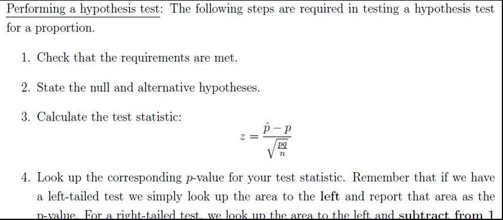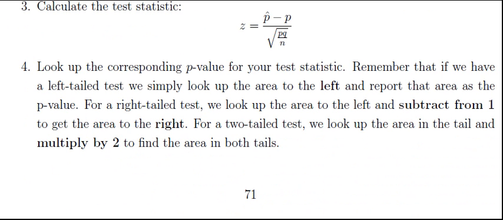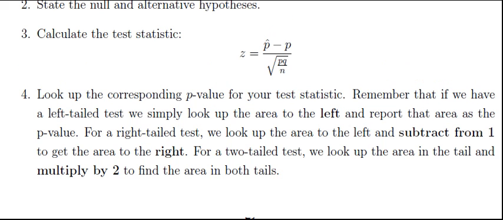And so there's six steps when you're doing a hypothesis test, whether it's proportion or another parameter. You want to check the requirements, state the null and alternative, calculate the test statistic. At this point, if you're using a calculator, you can let the calculator do that. You want to look up the p-value. That's the area under the curve that corresponds to your test statistic. And think about whether it's a right-tailed, left-tailed, or two-tailed test. You get that from the null hypothesis and the alternative.